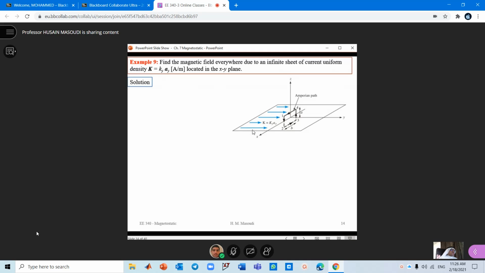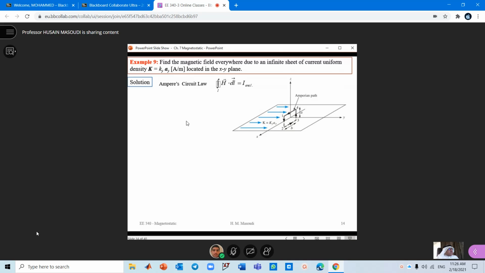We get this in applications. You have a conductor as a surface, and then you have current flowing inside this surface. Now, we want to find the magnetic field everywhere. Everywhere means any point above the sheet or any point below the sheet. Obviously we have a symmetry here, and we want to look for this symmetry in order to understand how to solve this problem.